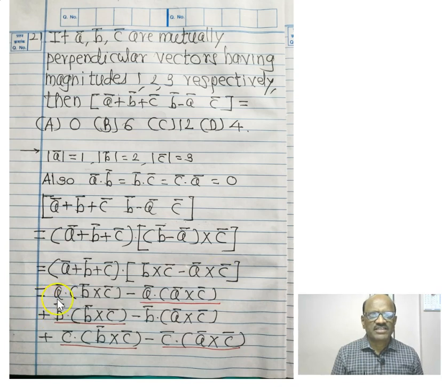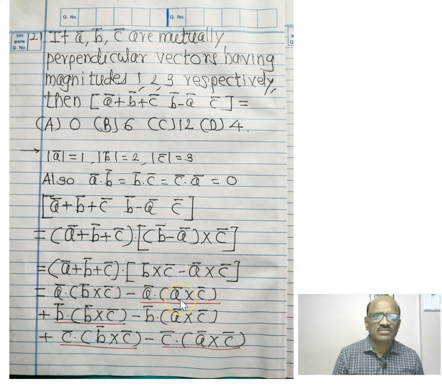Then first, that is A bar dot in bracket B bar cross C bar. Next is A bar dot in bracket A bar cross C bar. Next is B bar dot in bracket B bar cross C bar. And next there is B bar dot in bracket A bar cross C bar. And last is C bar dot in bracket B bar cross C bar minus C bar dot in bracket A bar cross C bar. Now what's happening here?